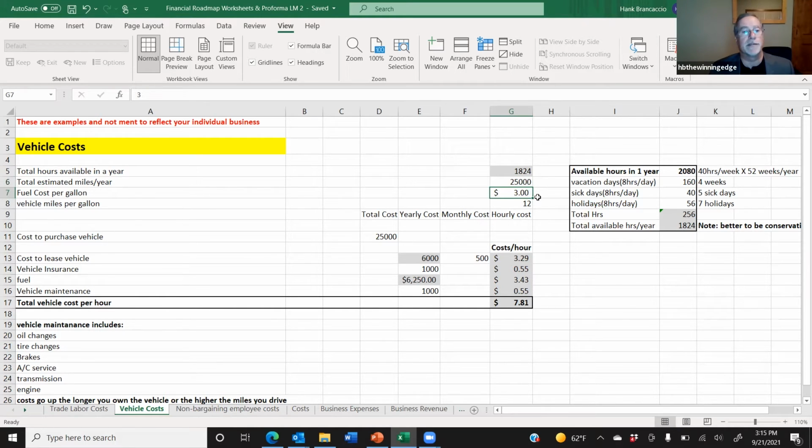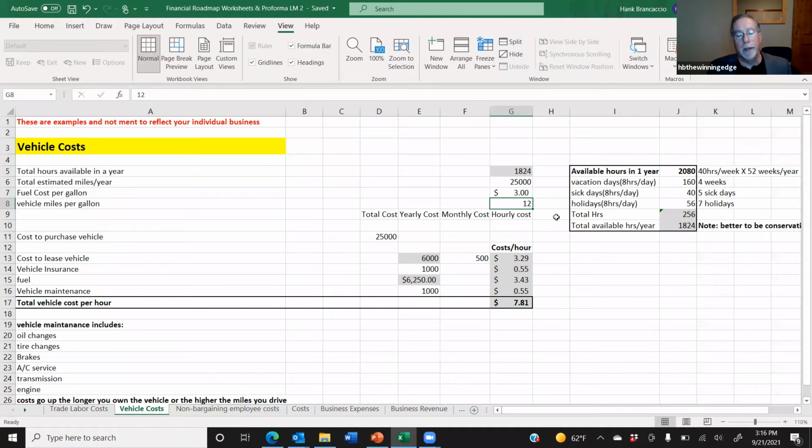Now, gas. I use $3 a gallon. Is that the right number? Well, it may not be the right number where you are. You might say, well, I'm not paying $3, I'm paying $2.50. I get that. You don't want to be short with this number, though. This is one place where you want to make sure you've got the right calculation, and I'm going to do this for vehicle miles per gallon.